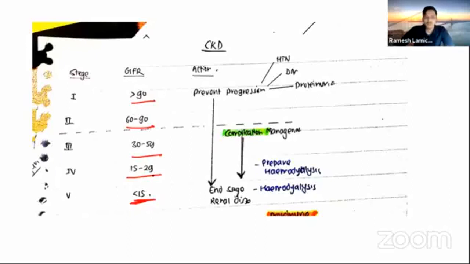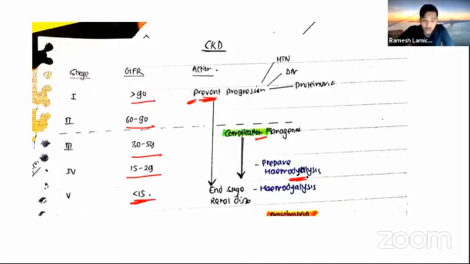So staging can be important because up to stage 2, we will not let the patient progress. Suppose diabetes mellitus and hypertension, we will correct these and prevent the progression to stage 3 and stage 4. Suppose the patient has arrived at stage 3 and stage 4, the patient will develop complications here. So in addition to preventing the progression, we have to manage the complications like anemia and renal osteodystrophy. Then also whenever you reach a patient with stage 4, you have to prepare for hemodialysis, like fistula gula banaite hobe, AV fistula, to prepare for the hemodialysis.